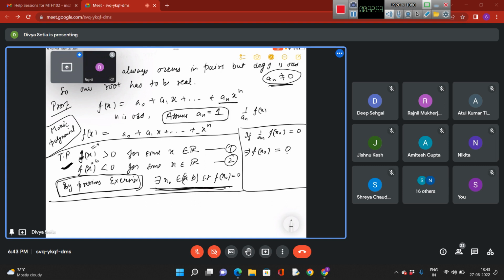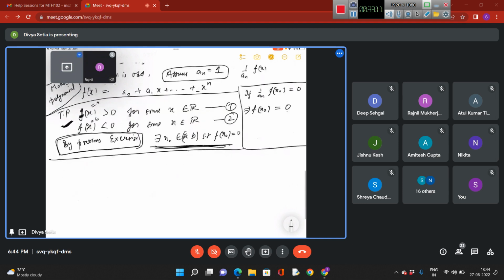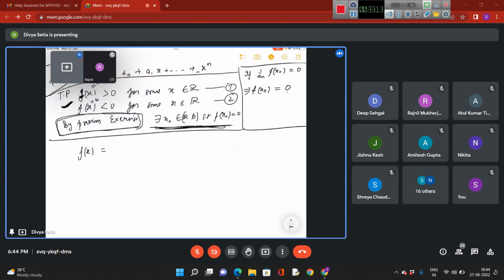Fine. So how will we prove such a thing, that something is greater than 0 and something is less than 0? How will we prove this thing? The intuitive idea is, I'll write down the intuitive idea, but then you will tell me how to formalize each and everything. Your polynomial is this thing, x raised to power n. And it's an odd degree polynomial. That is really important, that n is odd.